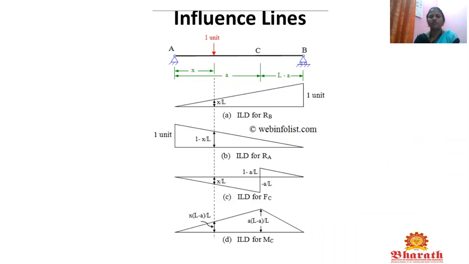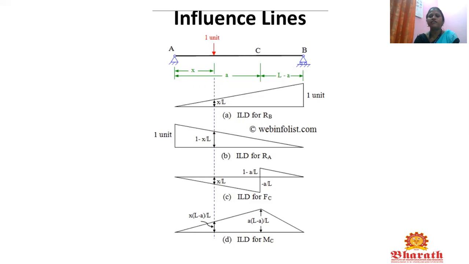For this they have drawn the influence line diagram for reaction at B, which for a unit load is X by L, and then the influence line diagram for reaction at A, which for a unit load is 1 minus X by L. Next is the influence line diagram for shear at C. They have drawn positive shear upwards, that is 1 minus a by L, and negative shear as minus a by L.